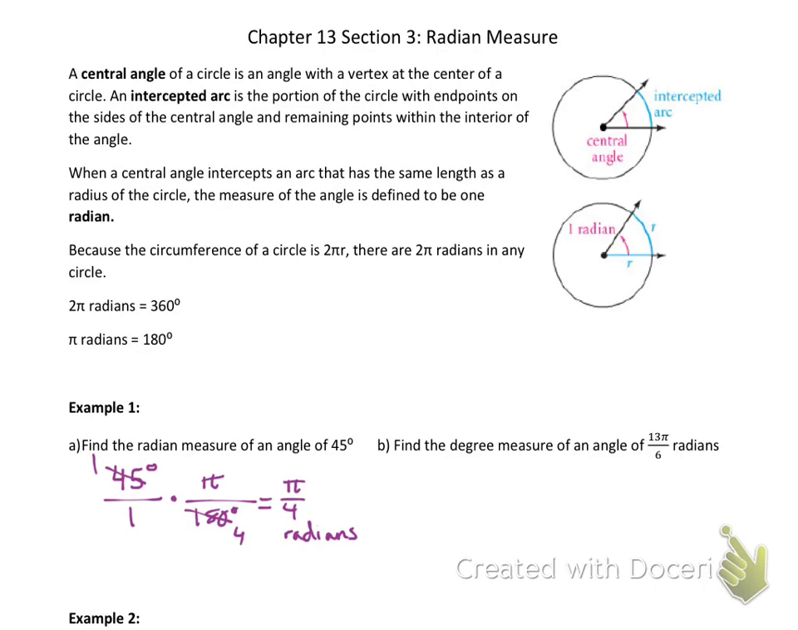I can find the degree measure of an angle of 13 pi over 6 radians. So I start with 13 pi over 6, and I'm using the idea that pi radians is equal to 180. So I want pi to cancel out pi, which means I'm going to put it in the bottom. And 180 will go in the top, and that's in degrees. So the pi's will cancel. The 6 goes into 180 30 times. And then 13 times 30 is 390. So that is the same thing as 390 degrees.